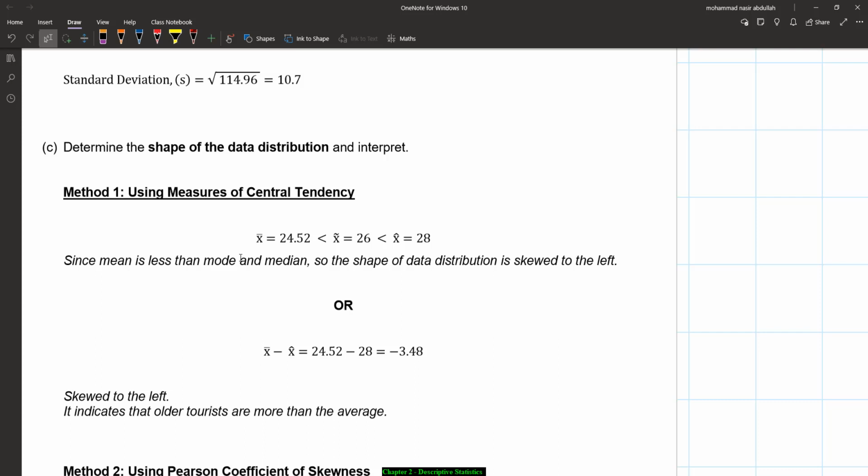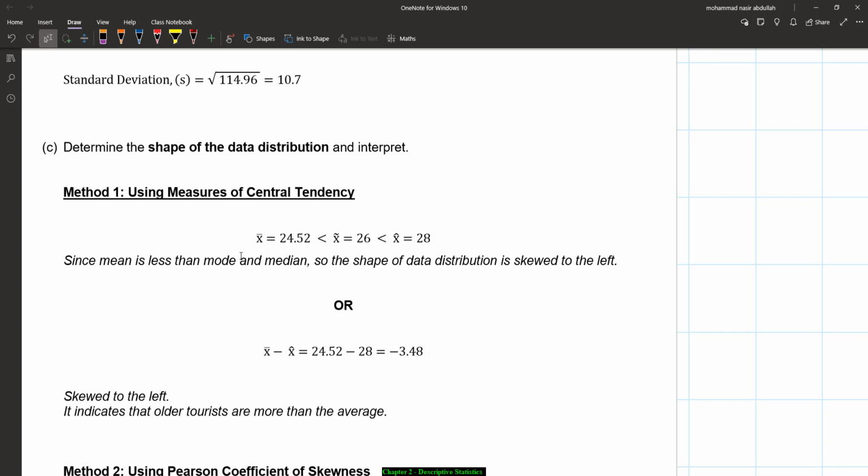First method is by using the shape of distribution by graphical view. The second method is by using a Pearson coefficient of skewness formula. There are 2 formula. The third method is by using measure of central tendency, right?